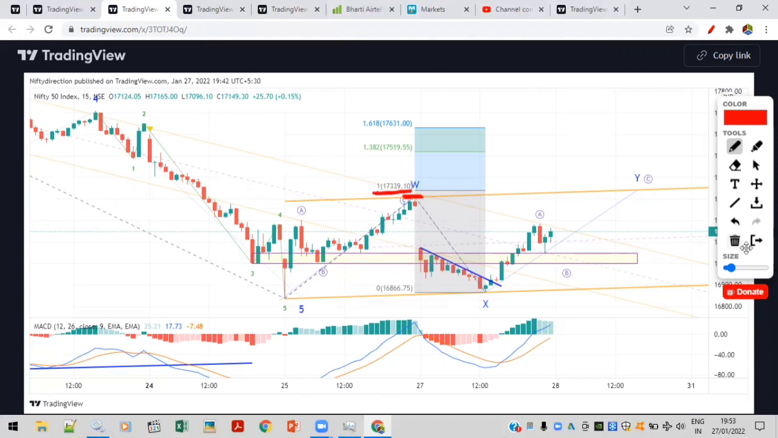That's what I can expect. So yeah, that's the third chart. The first two charts were just to show you how the moves happened and how you should use the price action to your advantage. And the next chart is tomorrow's projection.